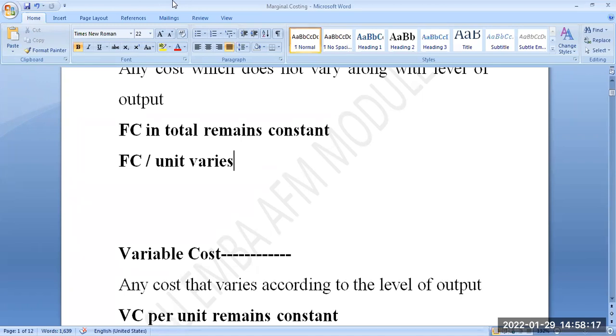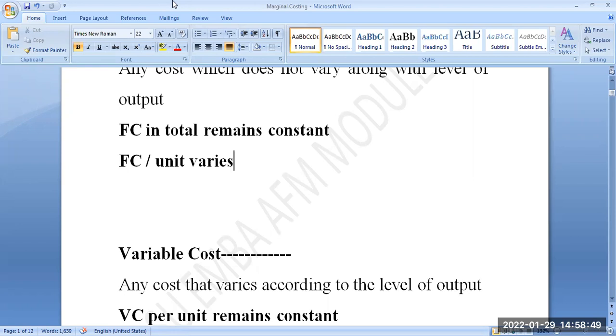Now, come to the production. If you produce more and more units, the fixed cost per unit is coming down. 100 students, per unit cost is 10 rupees. 50 students, per unit cost is 20 rupees. Only 10 students, per unit cost is 100 rupees. So this is what we call in industry economy of large scale production, economy of scale.